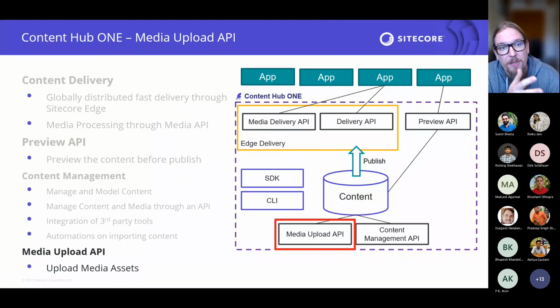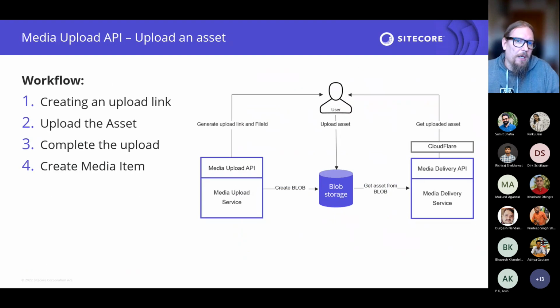Besides the content management API, there's also the media upload API, which allows you to upload media and create required media items. I'm not going into too much detail here, but there's a certain workflow that you have to follow, and that's also what you find in the collection as well as in the Swagger API documentation. The flow to upload a new asset works like this. You need to create an upload link first from your media server, and this URL will be further used to upload the asset.